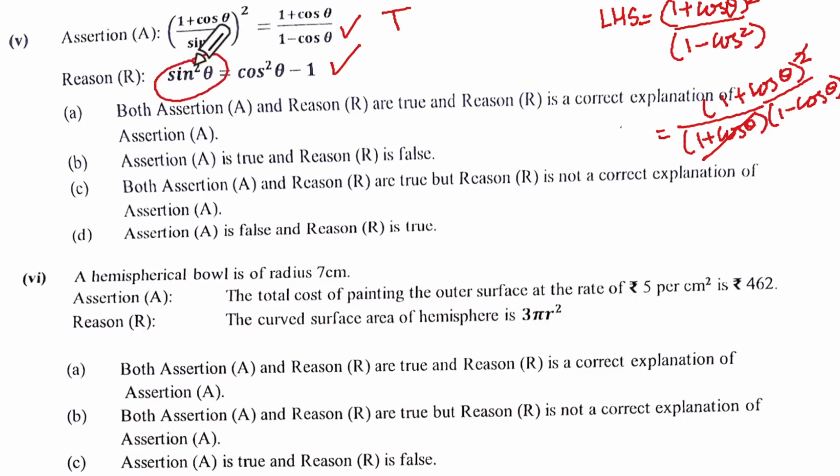So this is true. And the reason? Didn't we use this? This minus is false. Sine, 1 minus cos theta. The reason is false. Oh, 1 minute, 1 minute. What are we getting here? Sine square theta is equal to 1 minus cos square theta. Correct? So this is true, but the reason is false. Option B.